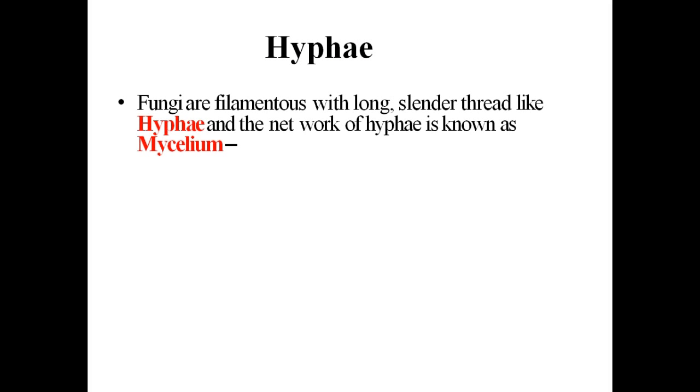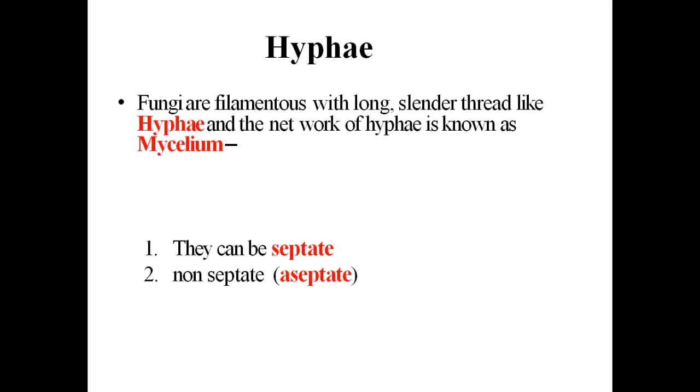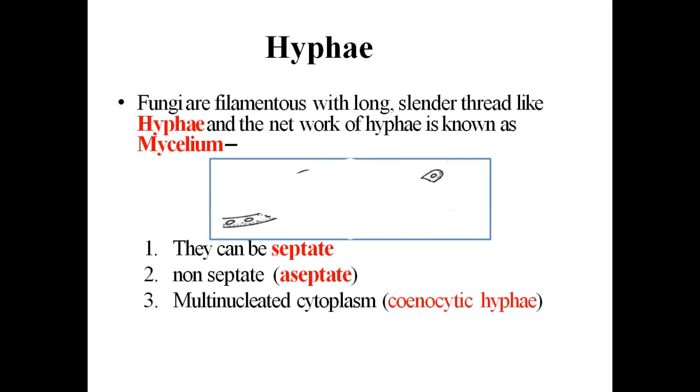Fungi are made up of filamentous, long thread-like structures called hyphae. This network of hyphae is known as mycelium. Hyphae can be septate or non-septate. Septate means it has cross walls in the hyphae. Some hyphae are continuous tubes filled with multinucleated cytoplasm. They are called coenocytic hyphae.